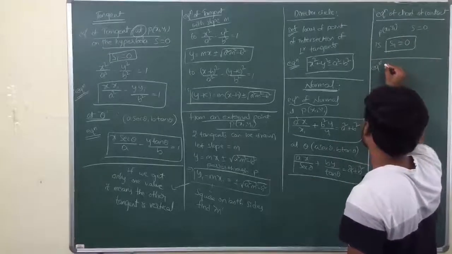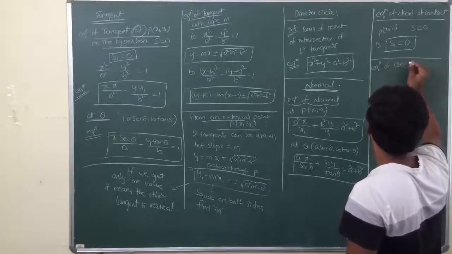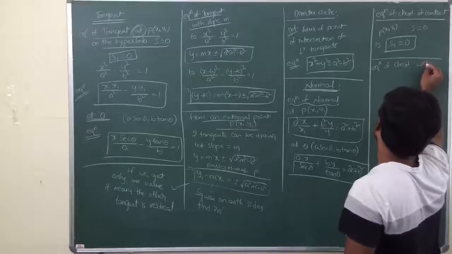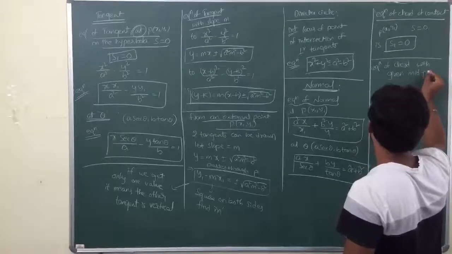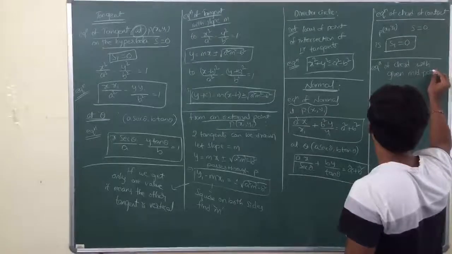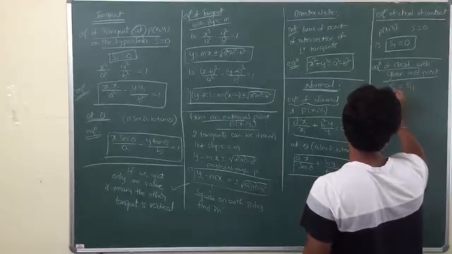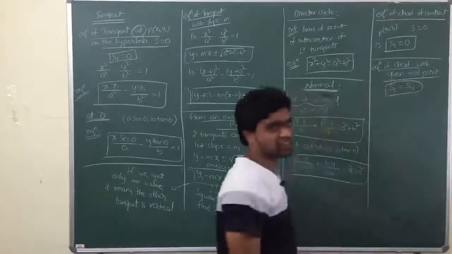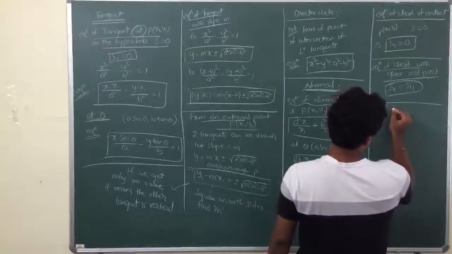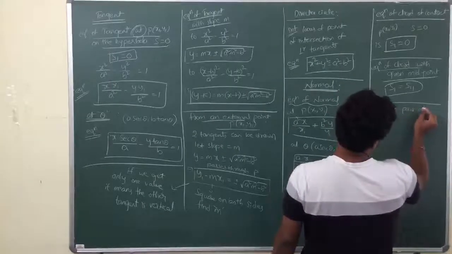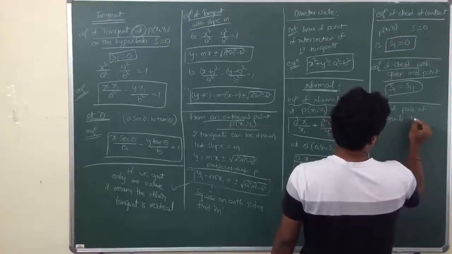Equation of chord with given midpoint: S1 = S11. Equation of pair of tangents drawn from an external point.